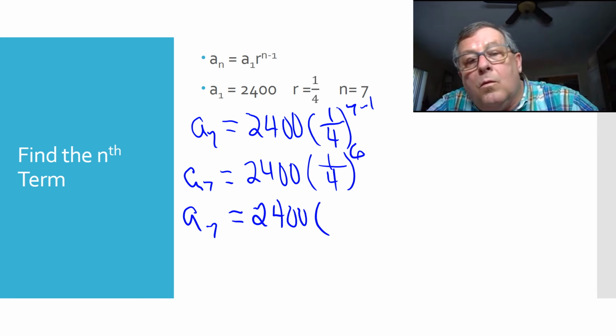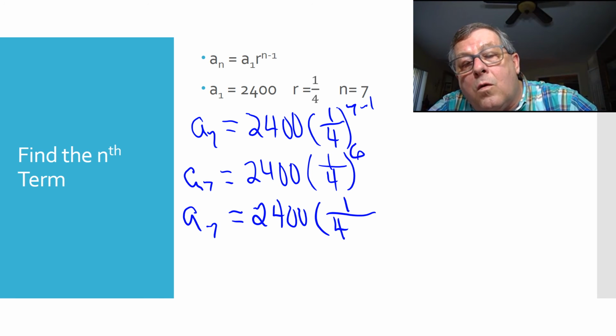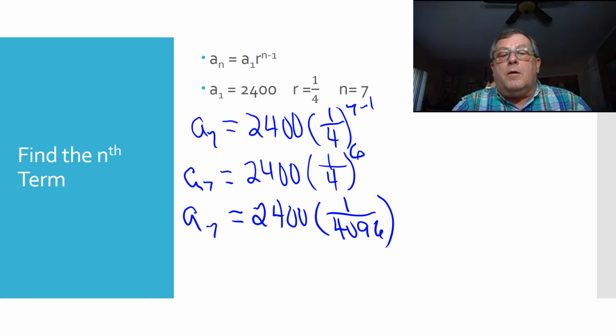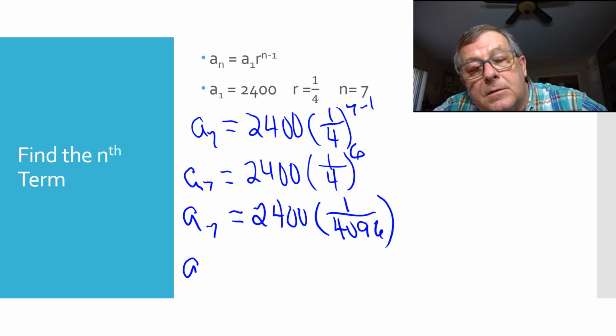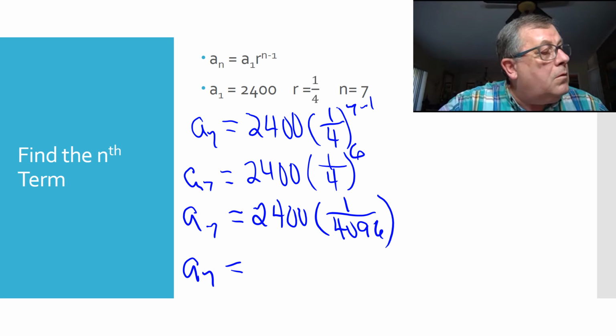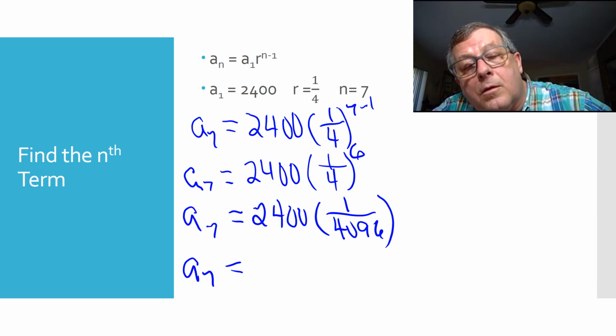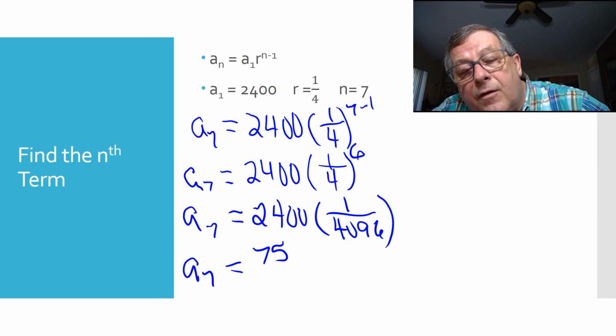So I'm going to multiply 2400 times 1/4096, or in essence I'm also going to divide 2400 by 4096. It'd be the same thing. And a7 in this sequence is going to equal, let me look at that again, a weird number, 75/128.